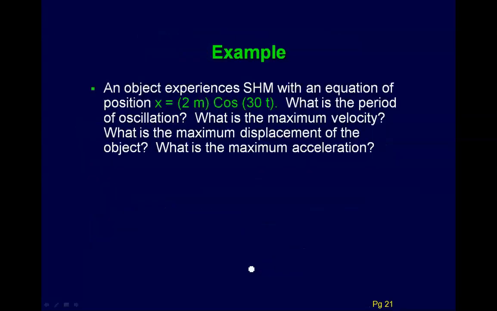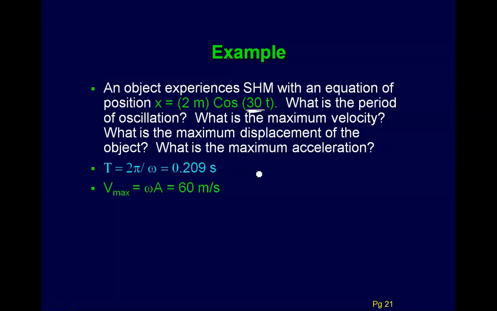So here's an example. An object experiences simple harmonic motion. It's got an equation given there, and we want to find out a bunch of stuff about it. So what is the period of oscillation? Well, period is 2 pi divided by omega. Omega is this 30. If you look at our equation, it says cosine omega times t. So you plug in the 30 for omega, and you get that the period is 0.209 seconds.